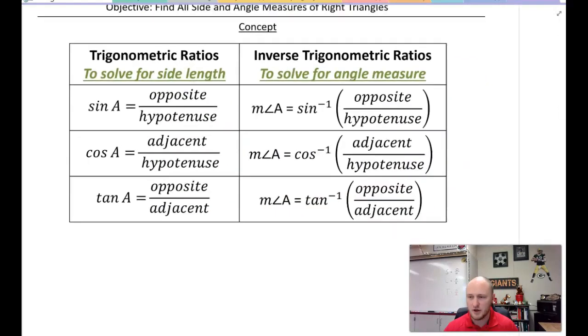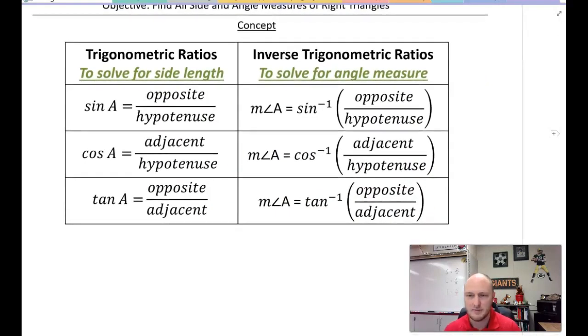Just a reminder on our trig ratios, again right here, right next to my head, we have SOHCAHTOA. So sine is opposite over hypotenuse, cosine is adjacent over hypotenuse, and tangent is opposite over adjacent. If you're trying to find an angle, you're going to use the inverse function of those ratios, and that will help you solve for the angles.